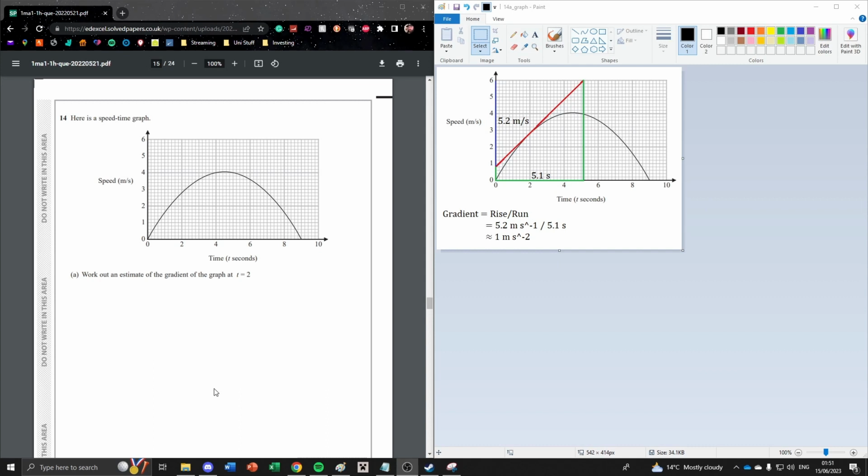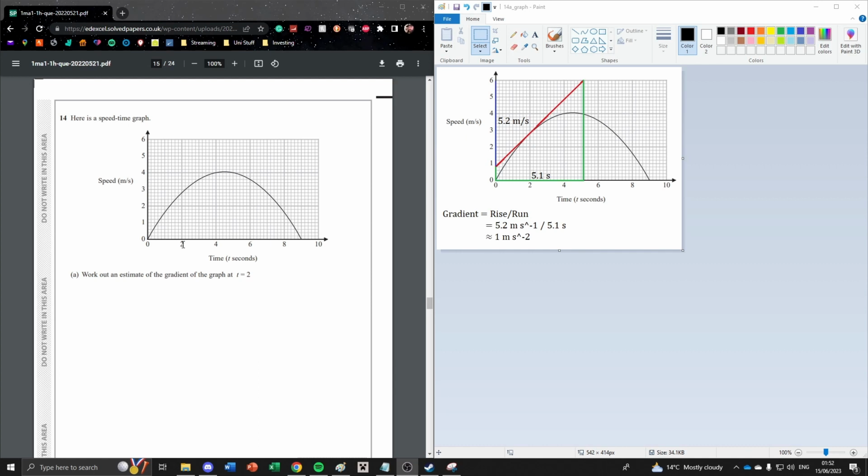So question 14 is another multi-parter, and 14a is looking at finding the gradient of a graph. And the way that we do this, the way that we find a gradient of the graph, is using what's called the tangent method. So this question specifically asks us to work out an estimate of the gradient of this graph at time equals 2.